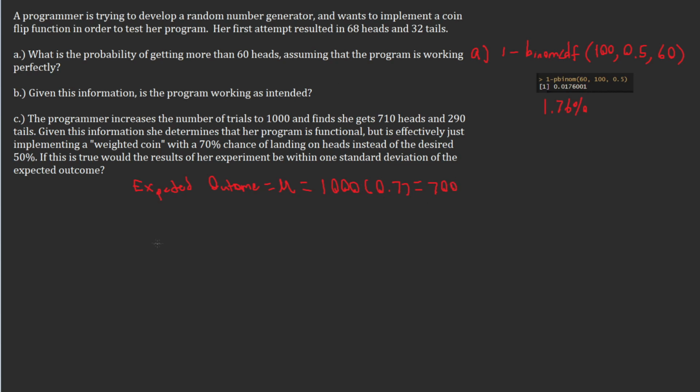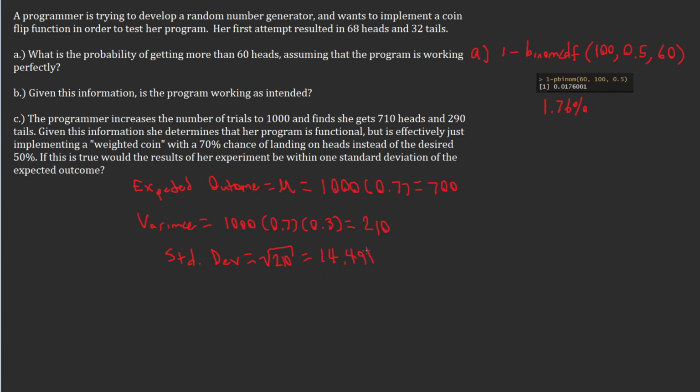And what about our standard deviation? Well, we have an equation for our variance. This is just going to be equal to 1,000 trials multiplied by our 70% probability. And then we would need to multiply by the complement of this, so that's going to be 0.3. And this evaluates to 210. But we have to remember that this is the variance. And so if we want the standard deviation, we have to take the square root of this. So this is going to be the square root of 210. And that's just going to be, looks like about 14.491.